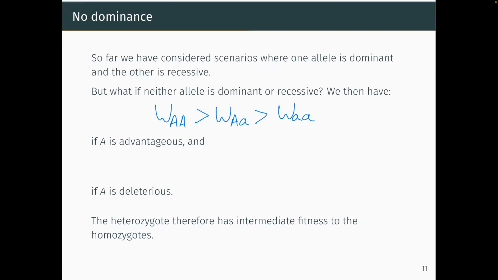And our individual that's little a has no copies of that advantageous allele, so it has the lowest fitness. And then conversely, if the big A allele is disadvantageous, it's just going to be flipping those inequalities around. So our heterozygous individual in this case has intermediate fitness.